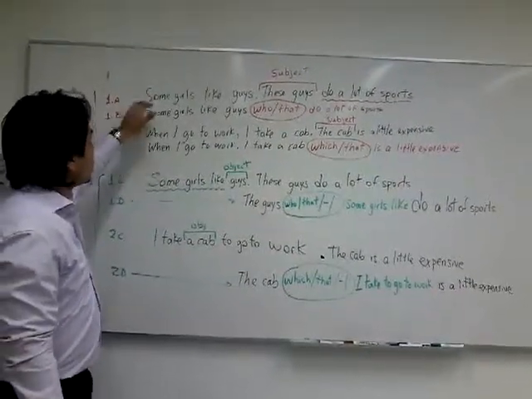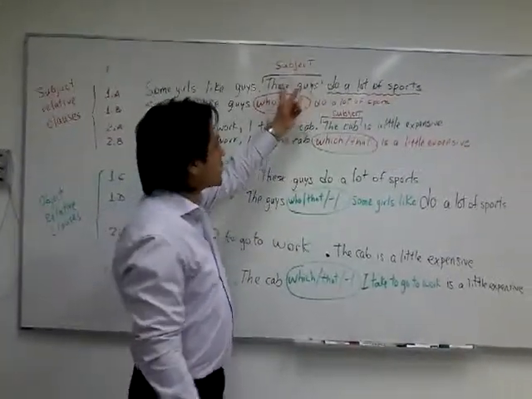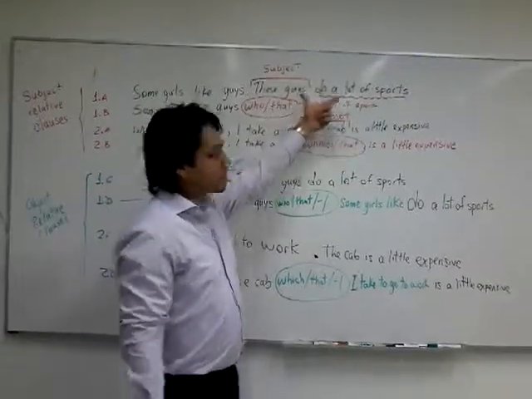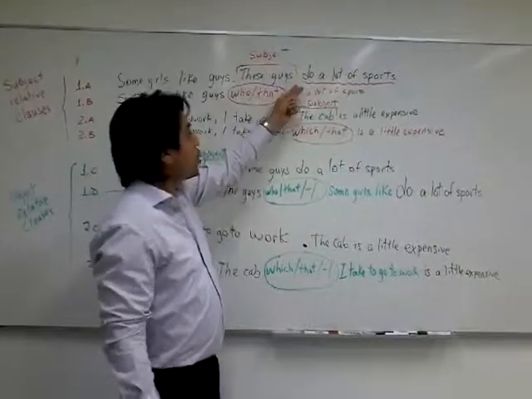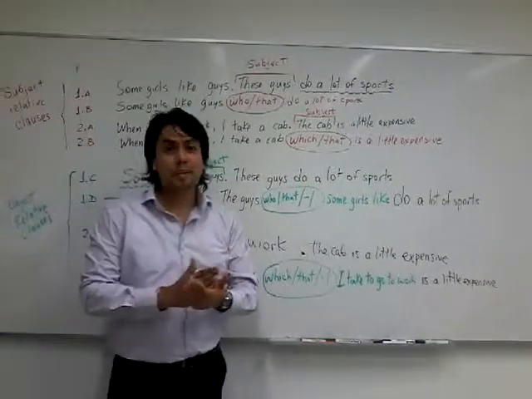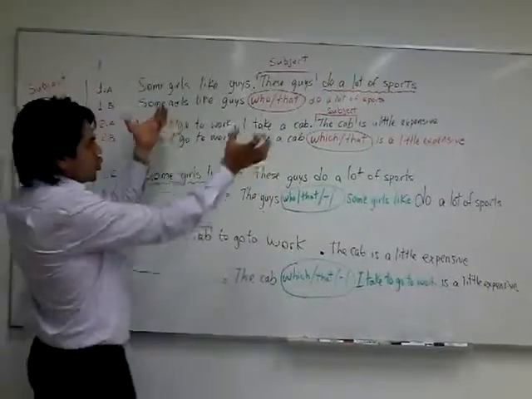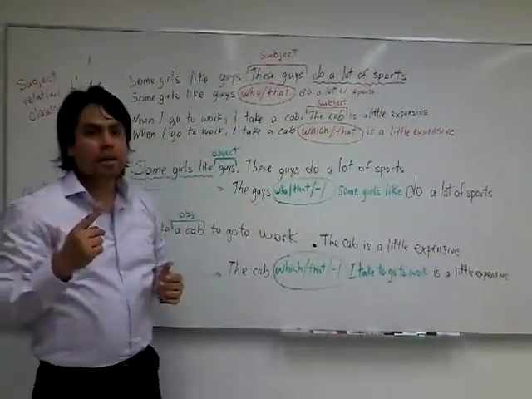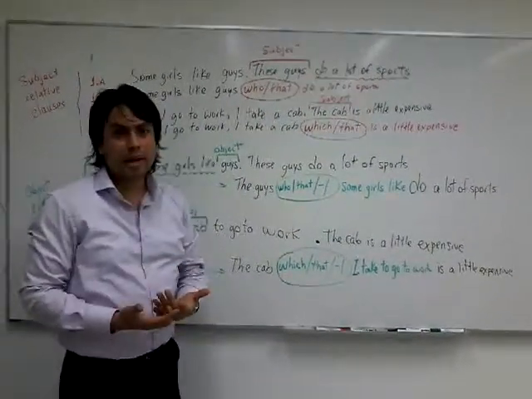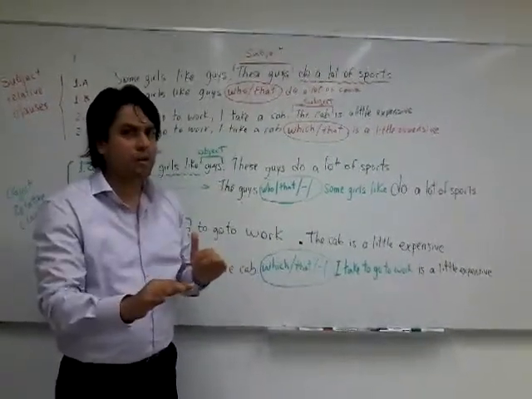So look at this. When I say some girls like guys, these guys do a lot of sports. Look at the second sentence. These guys do a lot of sports. This phrase, these guys, in the sentence, is the subject. Who does a lot of sports? These guys. So these guys is the subject, right? If I want to join these two sentences and make only one, I can use relative clauses. So these guys is people, right? So I can use who or that. I can't say which because it's people.